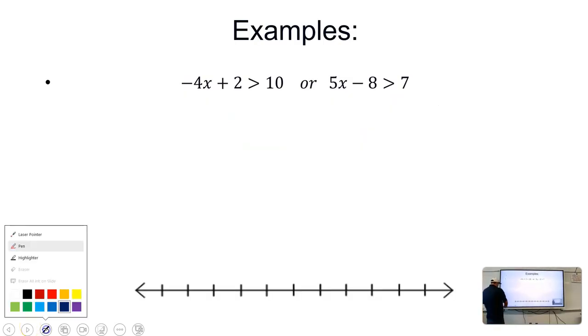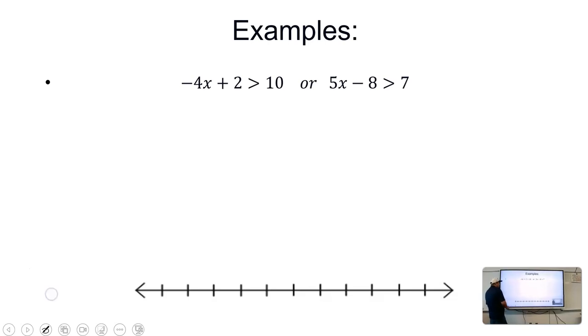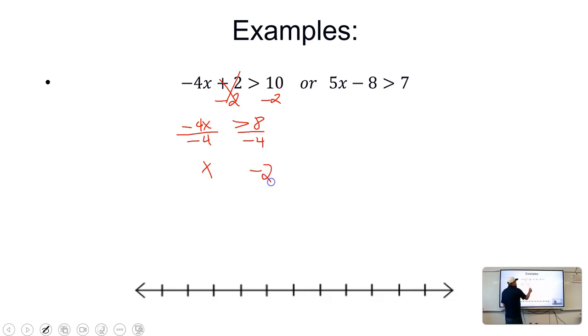So, last example here. Let's go ahead and solve these two-step inequalities. So subtract 2 from both sides. And I get -4x is greater than 8. And then I would divide by -4. So I get x and a -2. But since the 8 switched to a negative, since I divided by a negative, this greater than sign flips to a less than sign. We have to do that. If we don't, we will get it incorrect.